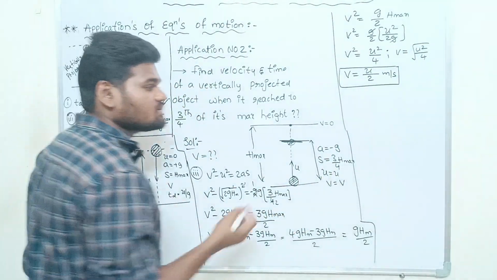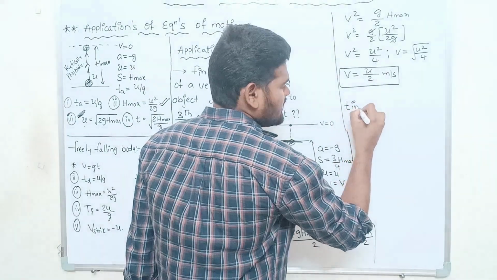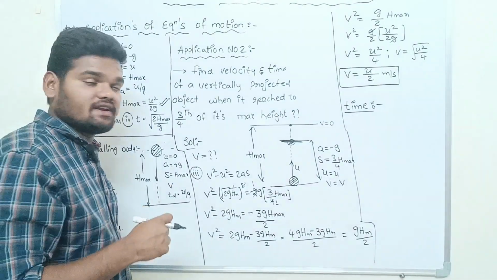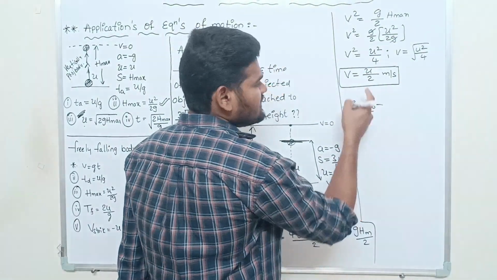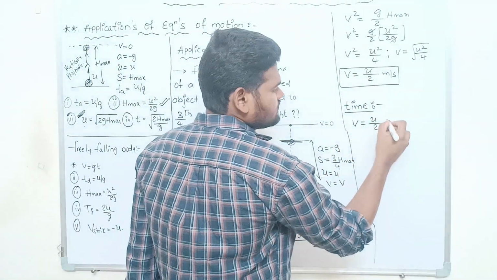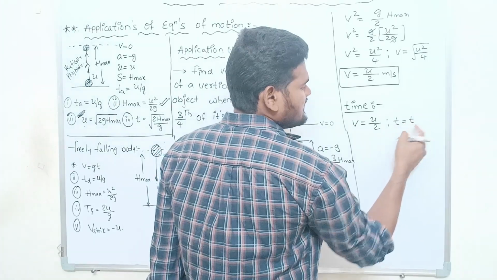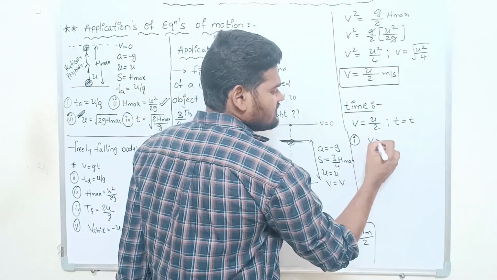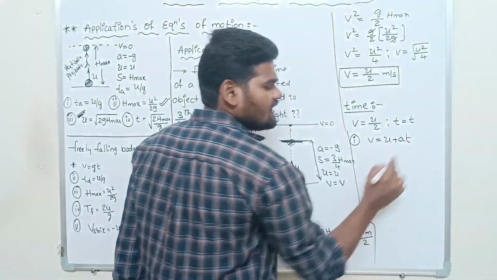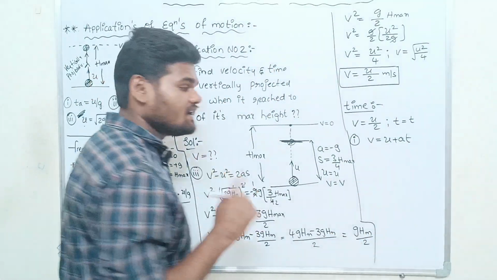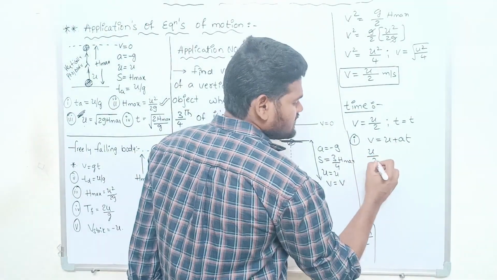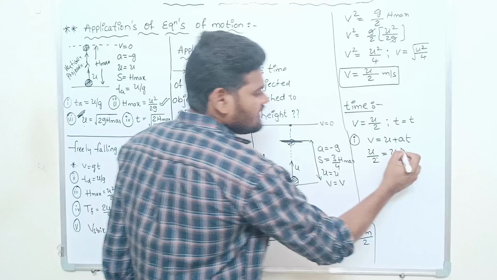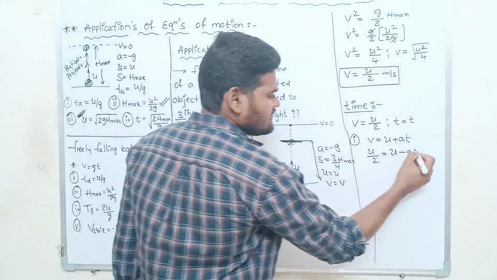Right. So next, what we have to find? We have to find the time taken by the object to reach 3 by 4th of its maximum height. Already we got the final velocity, which is u by 2. So let us say the time taken by the object is t. I'm taking the first equation of motion: v is equals to u plus at. What is v? U by 2 we got, which is equals to u plus a, where acceleration due to gravity is minus g, into time. Have a look. Minus g into time.